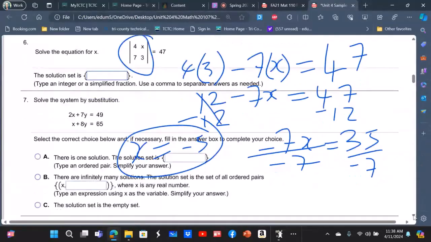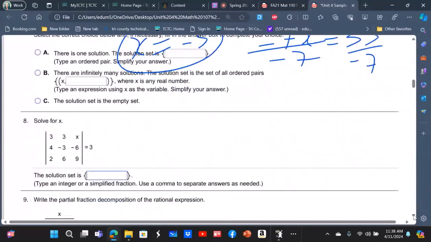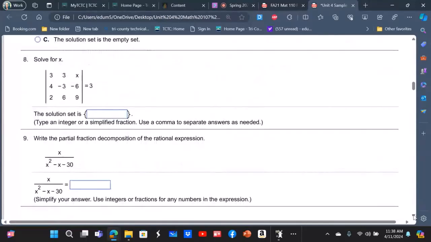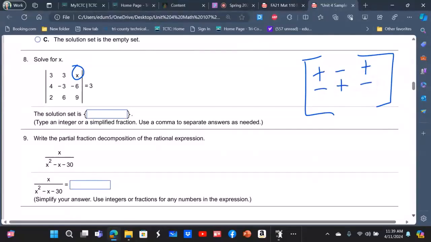Let's see another one, 3 by 3. So look at number 8. It's a 3 by 3, and you are told to solve for the missing variable, which means you have to, first of all, make the matrix of signs somewhere. Plus, minus, plus. This is the matrix of signs for a 3 by 3 matrix, and then plus, minus, plus. This one they didn't even tell me which to use, so I can choose any one.